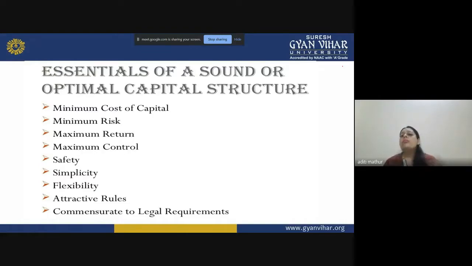Simplicity. It should not be complex, like 2%, 5% preference share, 2%, 10% preference share, then 10% equity share, then 20% debenture and all. Don't be so confusing. Don't have lots and lots of elements in your capital structure. Have a very simple capital structure, right?